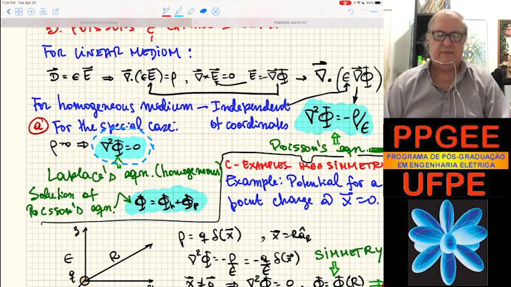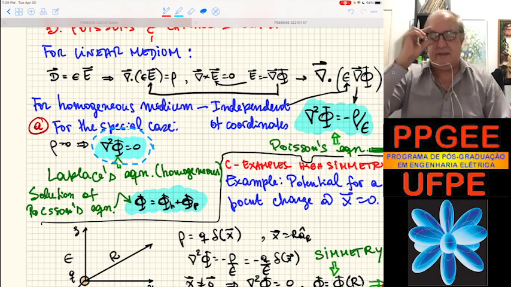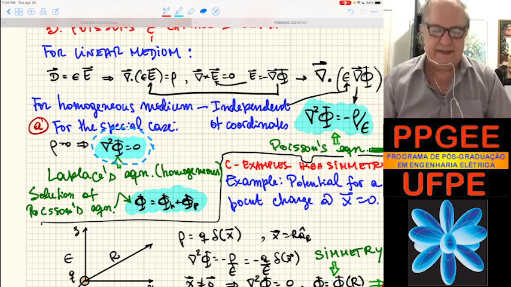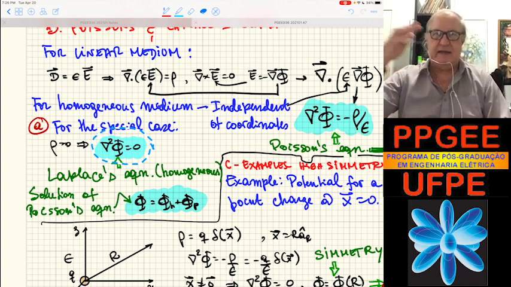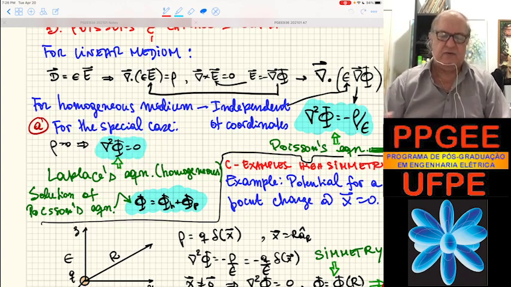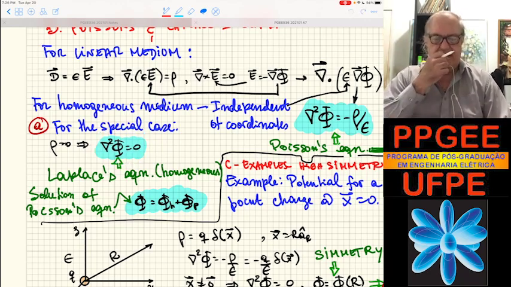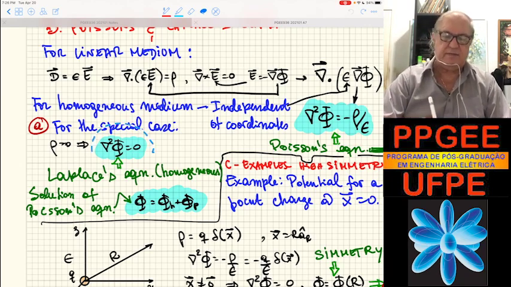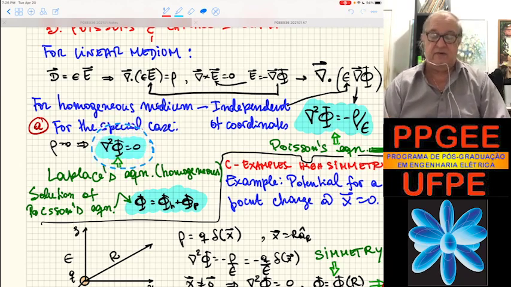Laplacian, because of Laplace. His name is Laplace, right? Laplacian of phi equals 0. So this is called Laplace's equation.